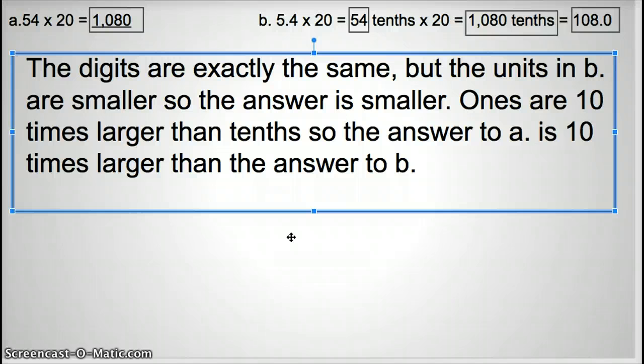The digits are exactly the same, but the units in B are smaller, so the answer is smaller. The ones, which is what this is, 54 ones, are 10 times larger than tenths, which is what this is, 54 tenths. So the answer to A is 10 times larger than the answer to B.